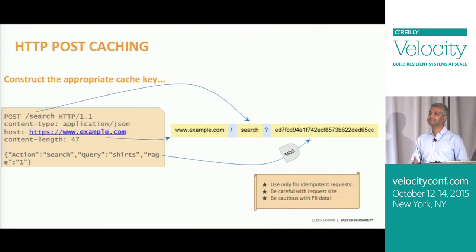You don't want to cache user identifiable information in any shared cache. However, a lot of times a POST is used for other reasons. It's used to get past the limitations of an HTTP GET. So think about a search scenario. You could pass the search parameters in the query string of a GET request.